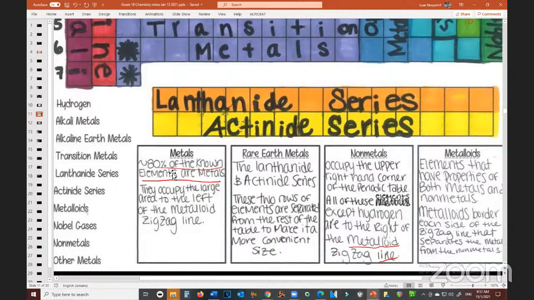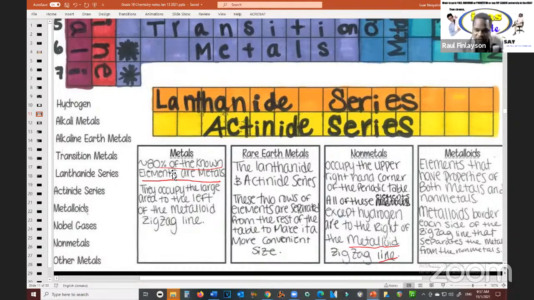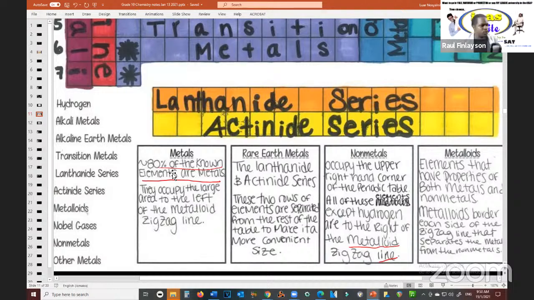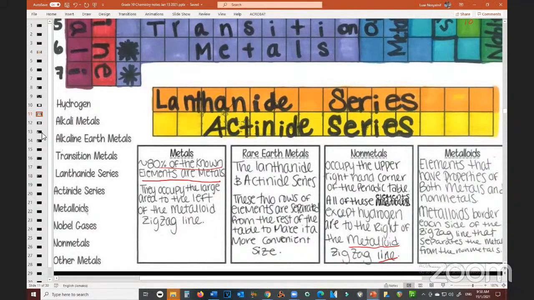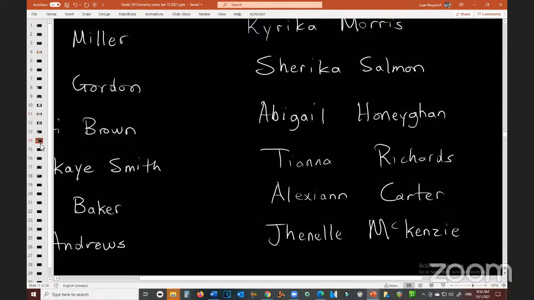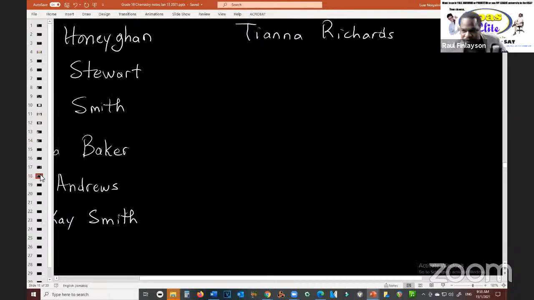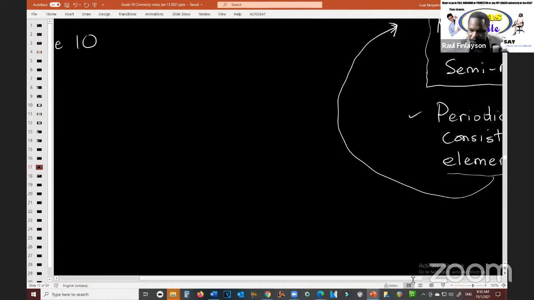80% of the known elements. Yes, sir, 80%. But I just want you to remember that 80% of the known elements are metals. That's important information. 80% of the elements that you will see on the periodic table are metals.